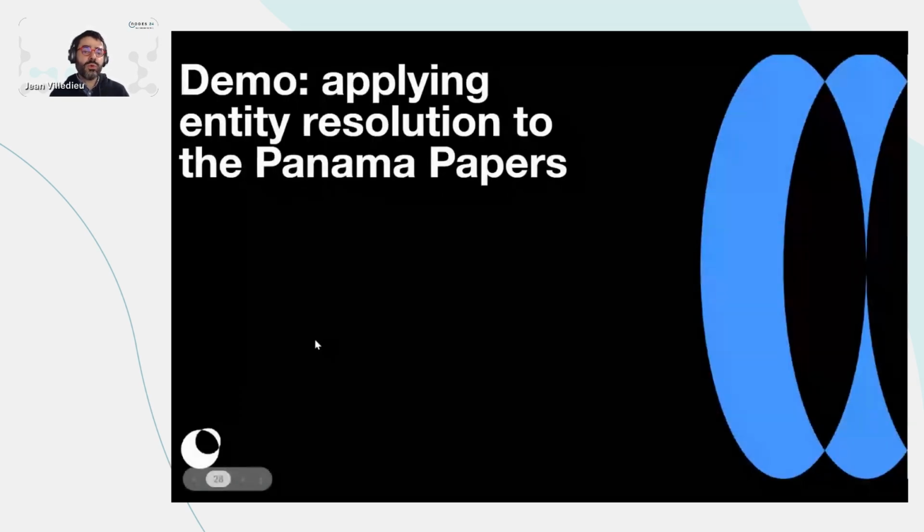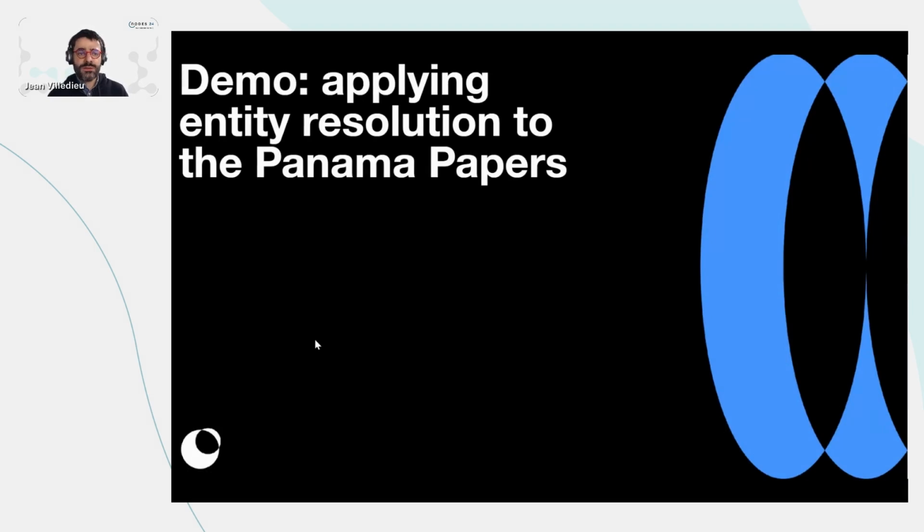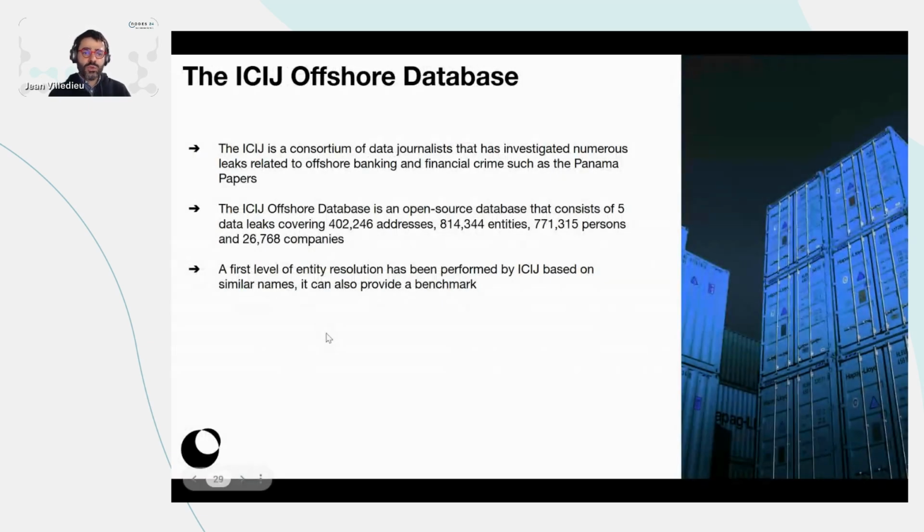Okay, so we have talked about entity resolution in theory. Now let's talk about that in practice, and we will use a demo where we will be applying entity resolution to the Panama Papers. So we are going to be using the ICIJ offshore database. The ICIJ is a consortium of data journalists that specializes in offshore banking and financial crime investigations.